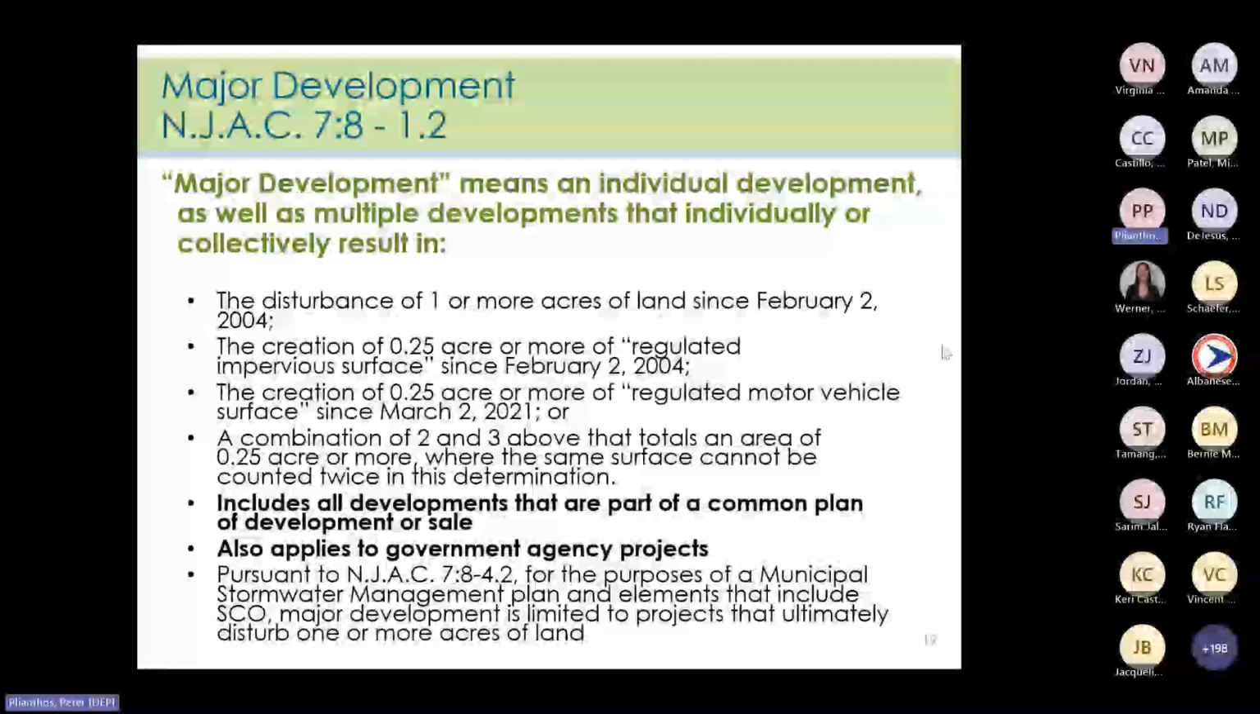Those items are disturbance and creation of regulated impervious surface since February 2nd, 2004, and creation of regulated motor vehicle surface since March 2nd, 2021. This is done without double counting overlapping regulated motor vehicle and regulated impervious areas.